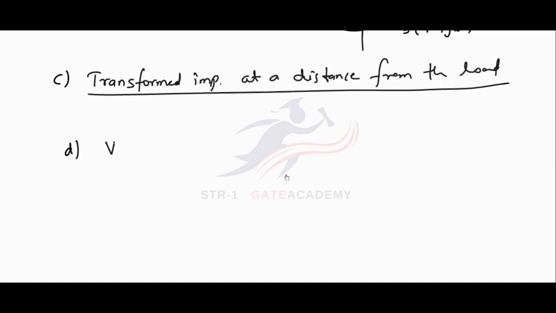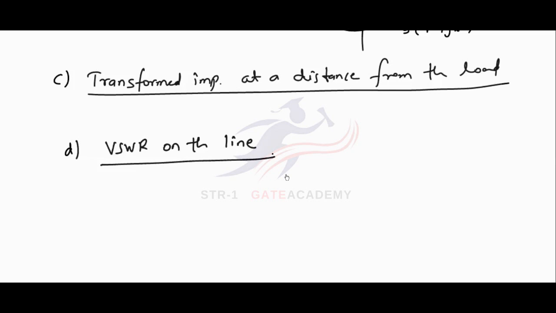Then you can find the value of VSWR directly, VSWR on the line. You need not use any equation at all. Directly by using the Smith chart, you can find the value of VSWR.